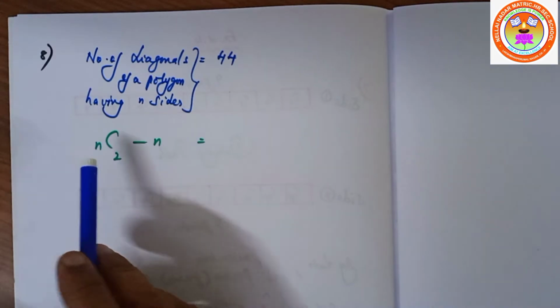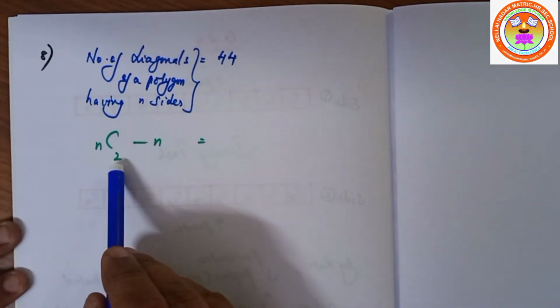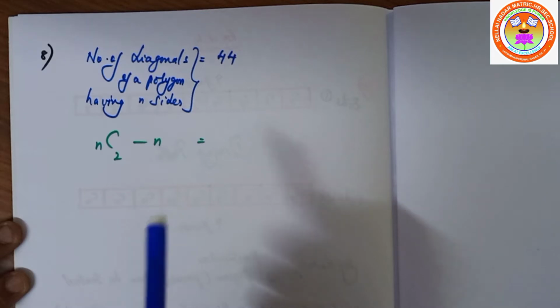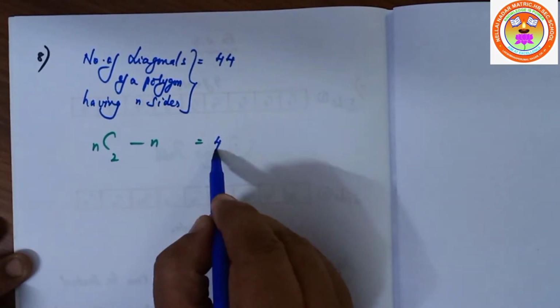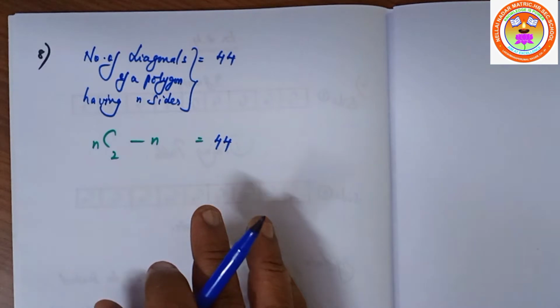Here n represents the number of vertices or number of sides. The number of vertices and number of sides are the same only. Then 2 represents that 2 vertices are needed for constructing a line segment, right? nC2 minus n is equal to 44. From this equation I am going to find out the value of n. That n refers to the number of sides.